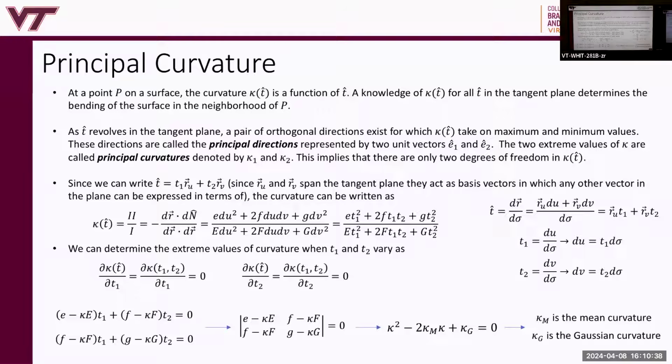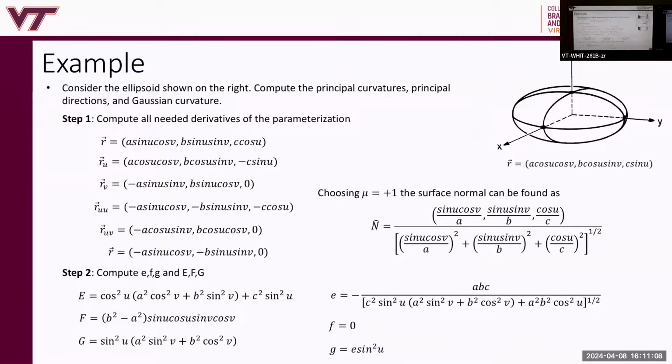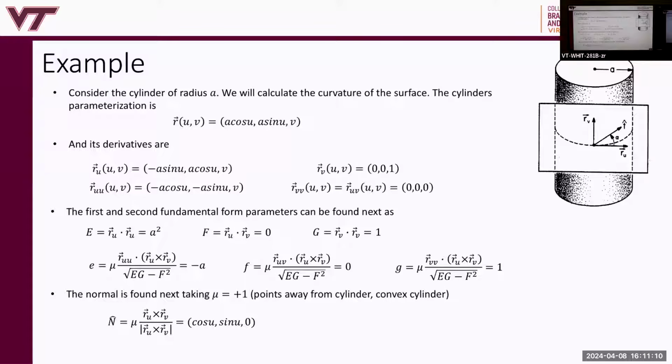All right, so those orthogonal directions in which kappa takes on maximum and minimum values, we're going to call those principal directions. They're represented by the unit vectors E1 and E2 hat. These are very important, all right? The 2 extreme values of kappa are called the principal curvatures, and they're denoted by kappa 1 and kappa 2. So, real quick, just by observation, what are the principal curvatures and principal directions of this cylinder?